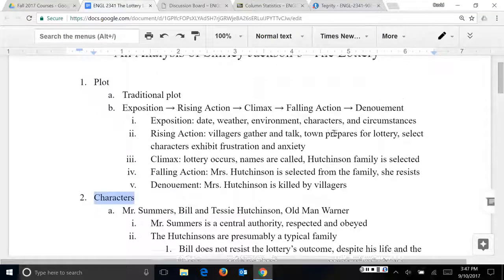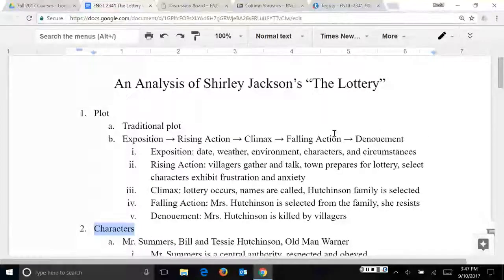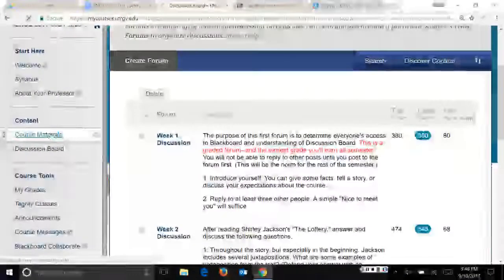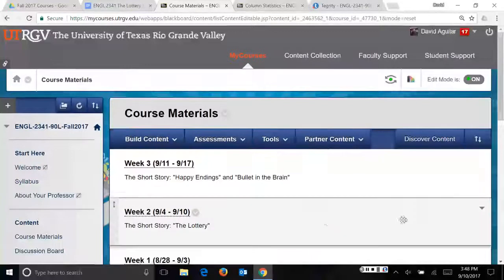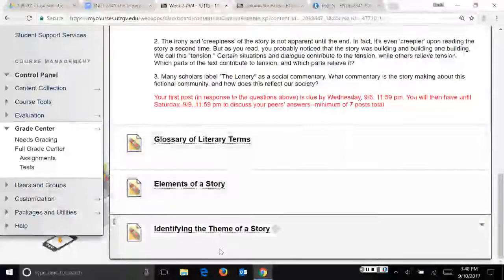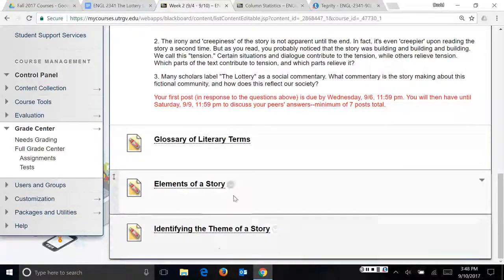And that is what I'm expecting from you all as you begin to analyze the stories for your literary analysis. You should be aware, and I encourage you to take notes like this, break it down into its parts. Think about the plot. There was a useful resource in Blackboard. I think it's in week 2. Yes, there were several links to resources that I put up in week 2.